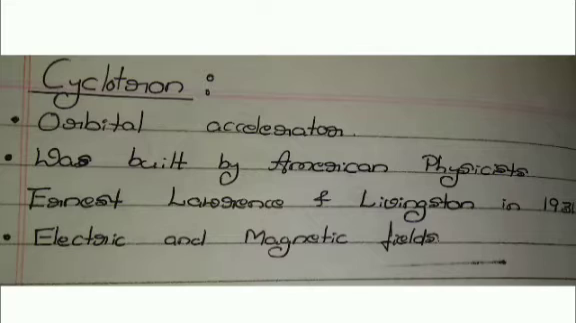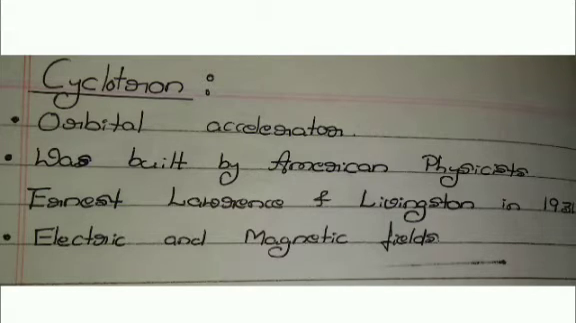Here I am going to explain about the cyclotron. Cyclotron is one of the particle accelerators, which is not like a LINAC, because LINAC is a linear accelerator. The cyclotron is nothing but an orbital accelerator. This cyclotron was first built by American physicists Ernest Lawrence and Livingston in the year 1931.